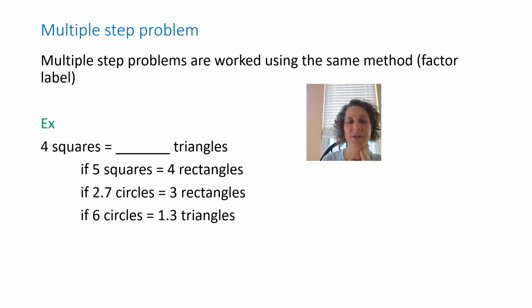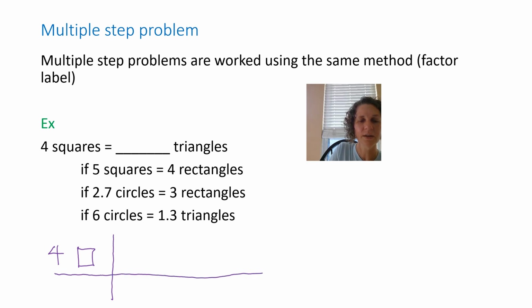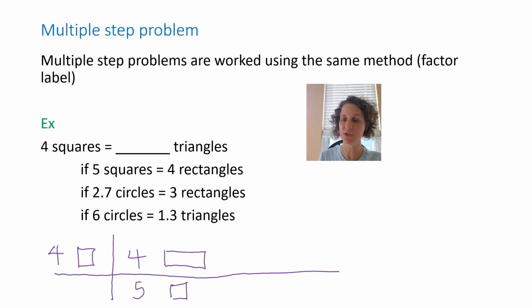All right, so our example is if I have 4 squares, I want to know how many triangles that is equal to. So I'm going to start right here, and I've got 4 squares. And then if I look at my given information, I don't have anything that tells me the relationship between squares and triangles. The only comparison I have for squares are rectangles. So that's what I have to go to. So I'm going to go to rectangles, and then I have squares here, and then I fill in the information that I have. I've got 4 rectangles for every 5 squares. Okay, and if you want to, it might make it easier, just like math, if one unit is on top and the other is on bottom, they will cancel out.